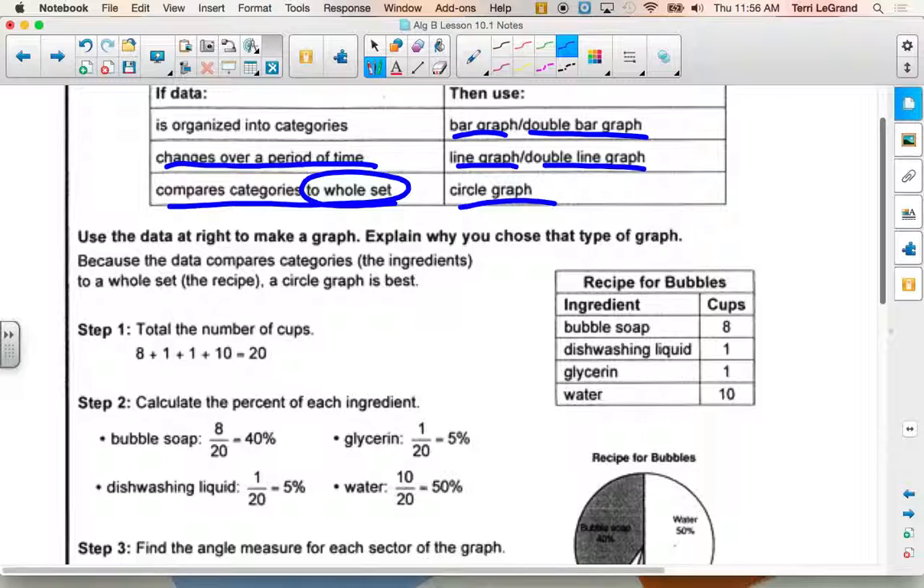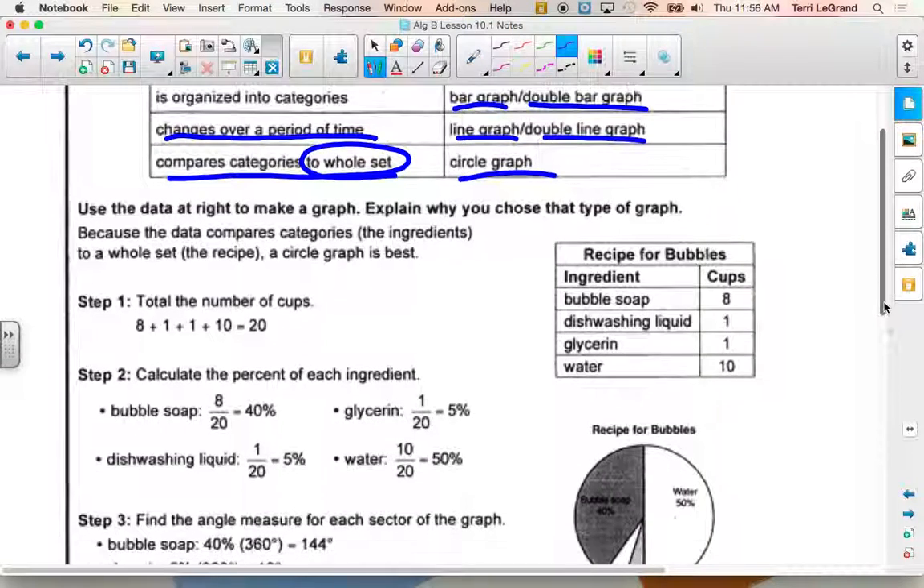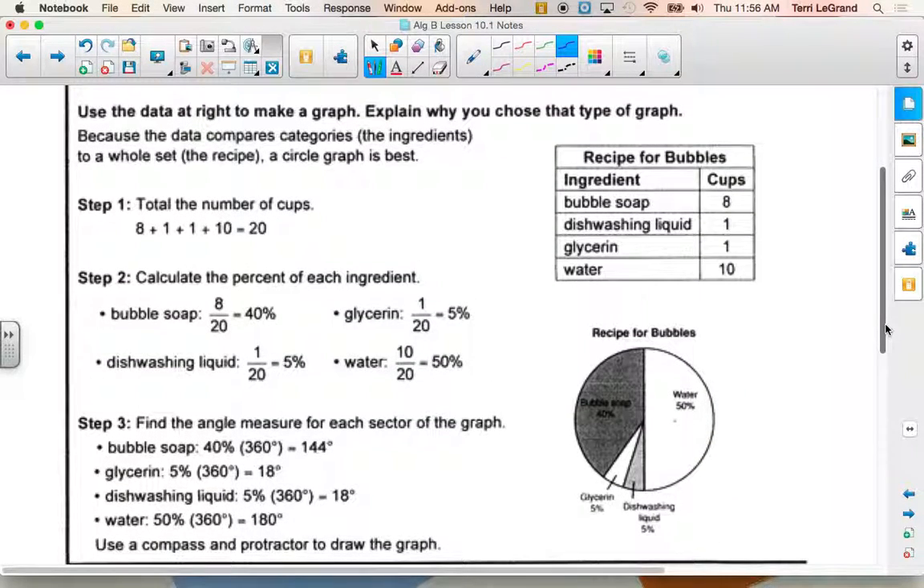Unless there are two things being compared, you'd make it a double line graph. If you want to compare categories to a whole set, like a whole monthly budget, then you want to work with a circle graph. So in this first one they say, use the data at the right to make a graph. Well, that's making a circle graph, and what did I say I'm not going to make you do? I'm not going to make you make circle graphs, but I am going to have you figure out what percent it would be, as if you were going to make a circle graph. You could say, this would be this percentage of the whole.